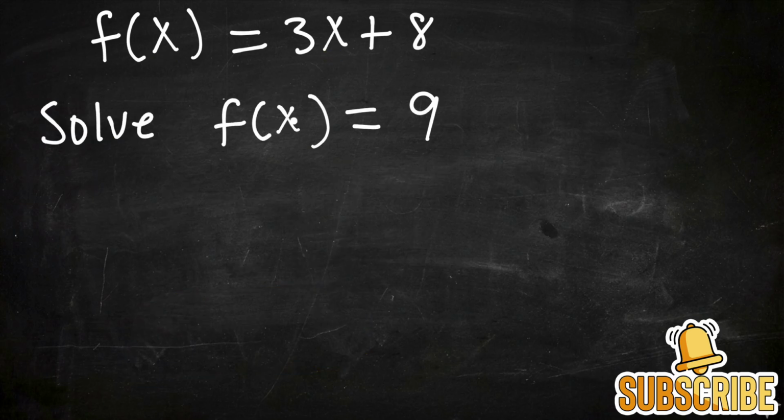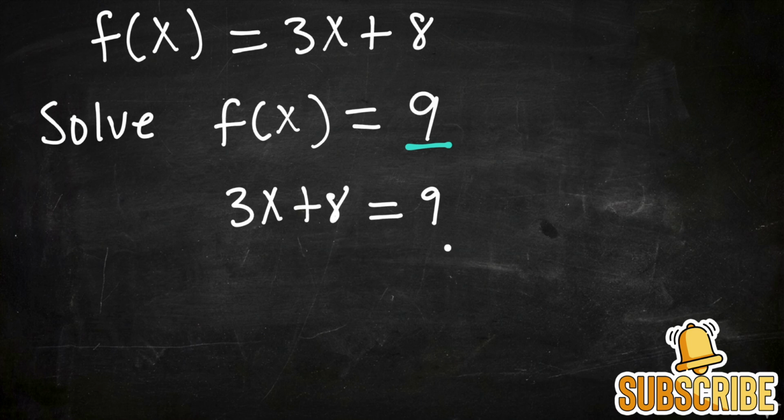Now we're given f of x equals 9. Is 9 an input or an output? As we can see, 9 is outside, so it's an output, which means it's going to stay outside. So we're going to leave it as 9, but now we're going to put 3x plus 8. And now we just need to solve for x.